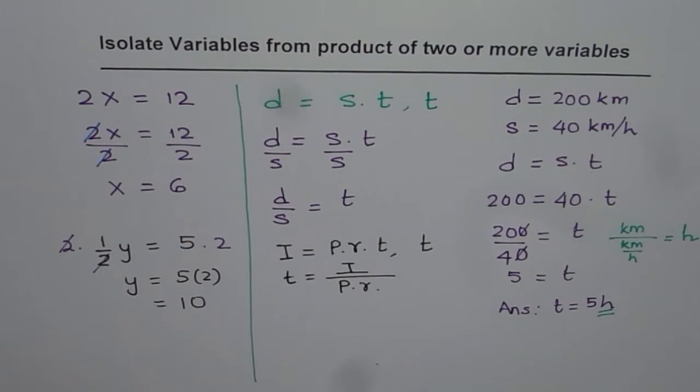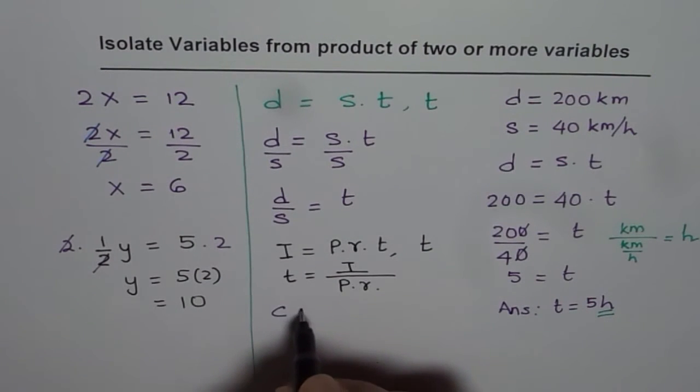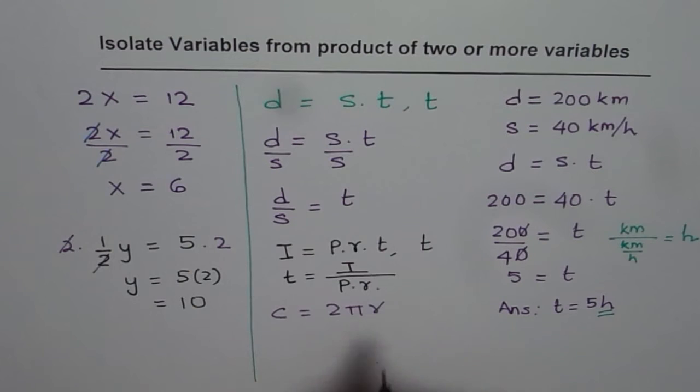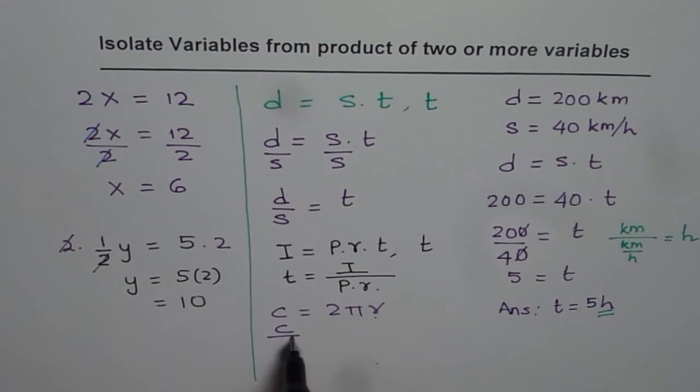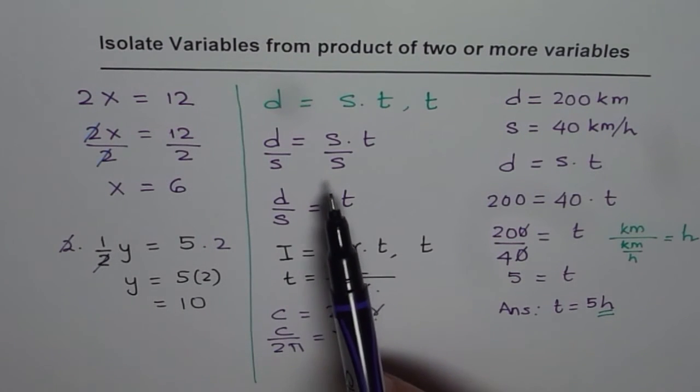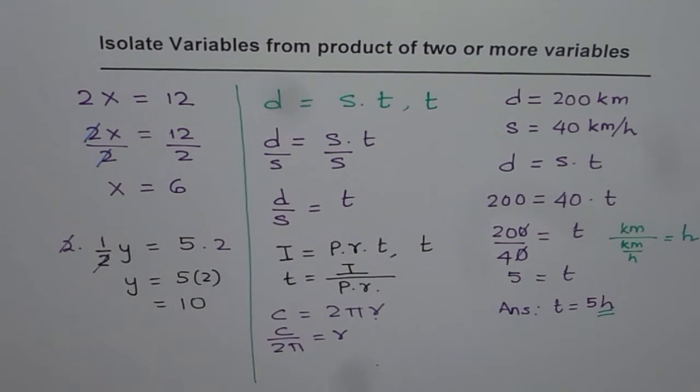Well, let me give you a few more. Circumference equals 2 pi r, right? So from here, can you find r? Yes, you can divide both sides by 2 pi, right? So you get r equals c over 2 pi. So many formulas which are kind of products, we can always isolate any of those variables using this property, dividing both sides by the variable which you don't need, right, which you want to drop off, right? So that is how you can isolate variables when product is given to you.